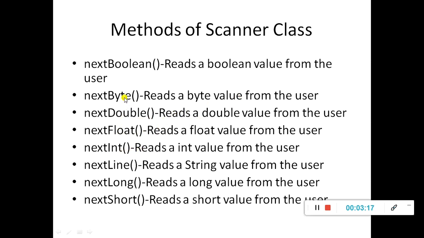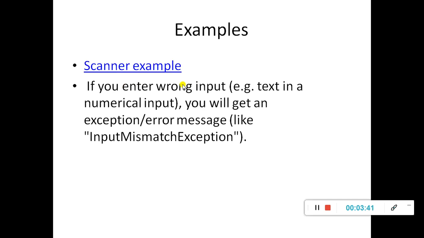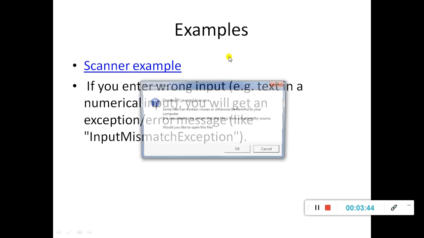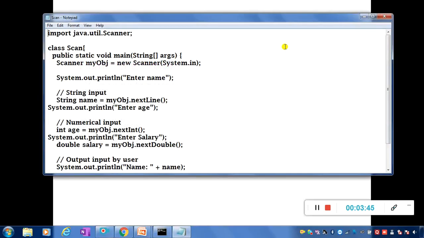So what are these methods going to return? Depending on which data type it is, like next int, this will return an integer. Next float will return a float. Next double will return a double. Next line returns a string. Next long will return a long. So depending on what is next and what data type you have used, the return type will be that. We'll see an example with this first.